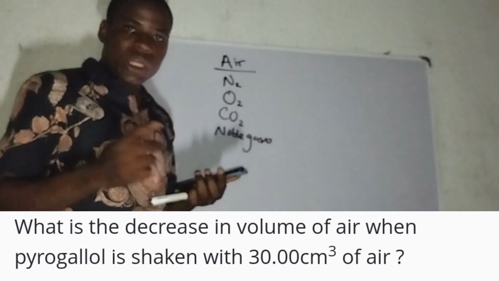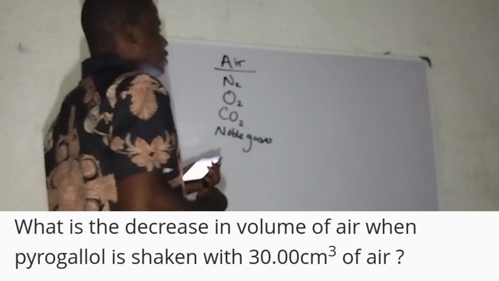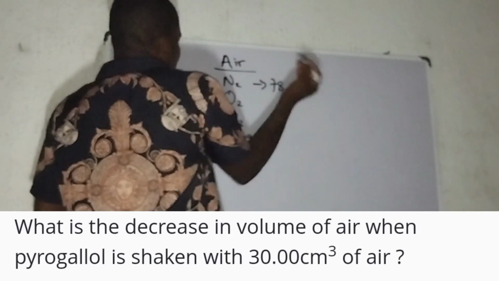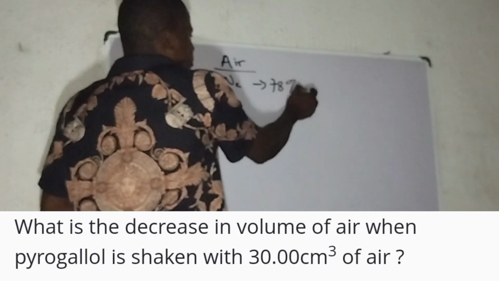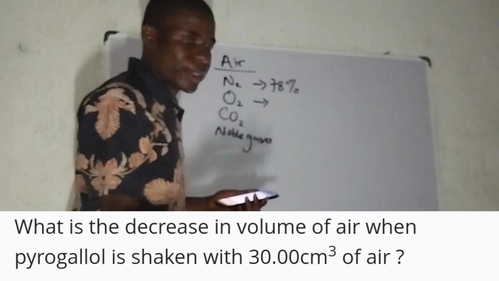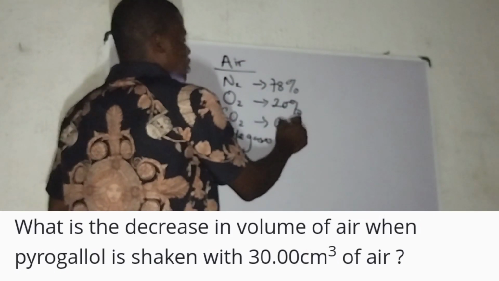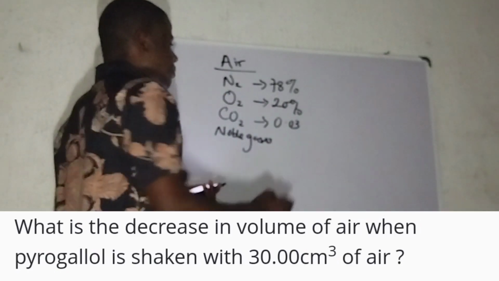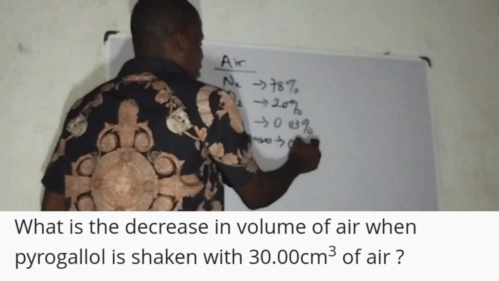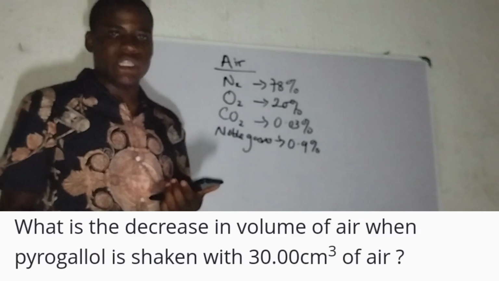Now, let's equally consider their percentage composition in air. The percentage composition of nitrogen in air is around 78, 79%, but let's take 78%. That of oxygen is around 20, 21%, but I'll take 20% here. Carbon dioxide is around 0.03, 0.05%, but let's take 0.03%. That of noble gases is around 0.9% to 1%. Let's take 0.9%. Does it make sense?